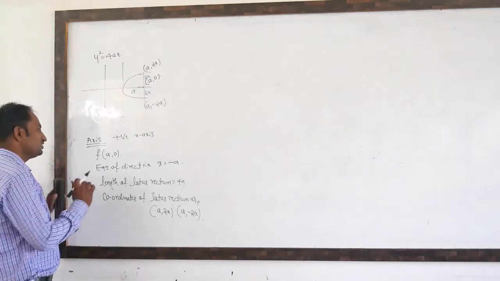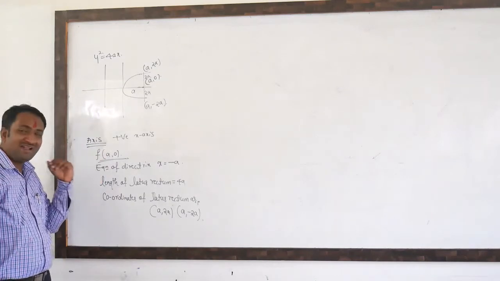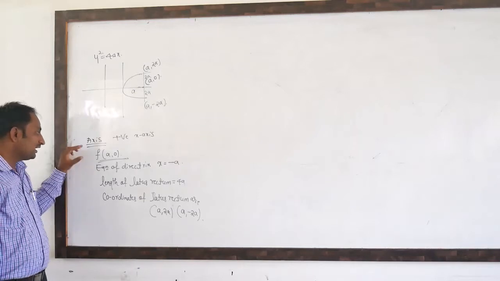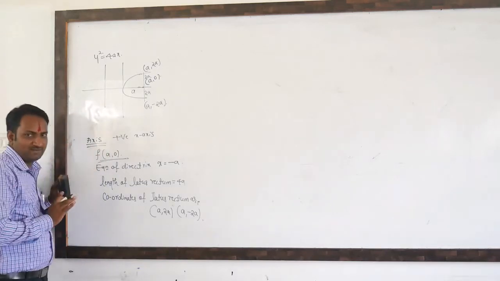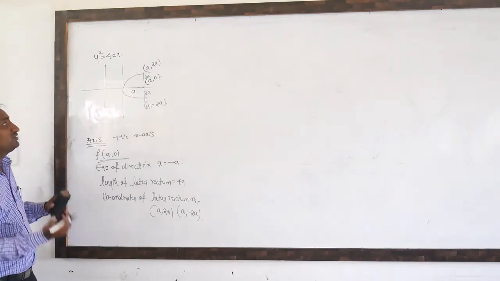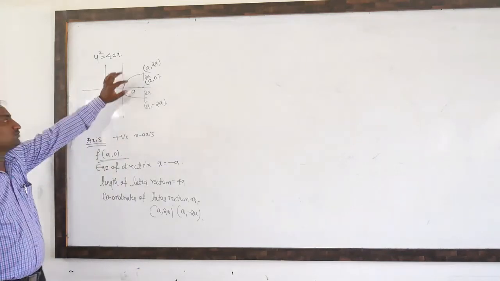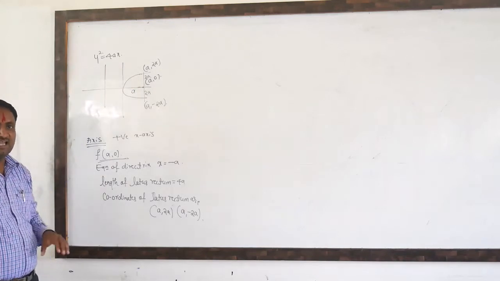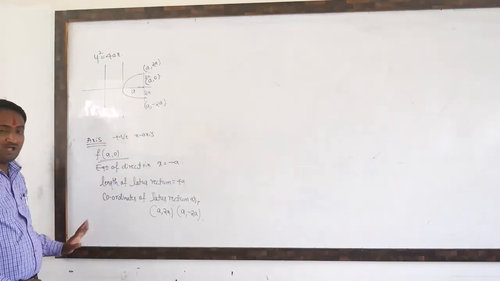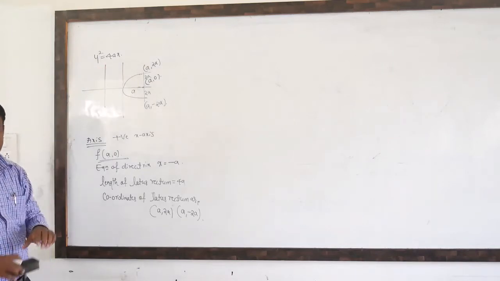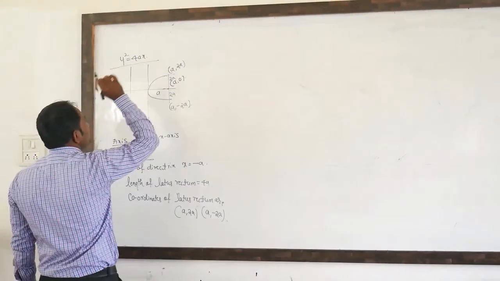On the basis of this, suppose the focus is a comma 0. Find the equation of the parabola using the corresponding formulas. Here only F of a comma 0 is given, then identify the equation of the parabola. Here a comma 0 is a focus point situated on the positive x-axis. On observing the focus point, definitely we can say that this is the parabola belonging to the positive x-axis. Definitely the equation of the parabola is y square is equal to 4ax.